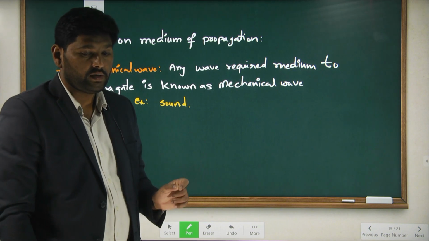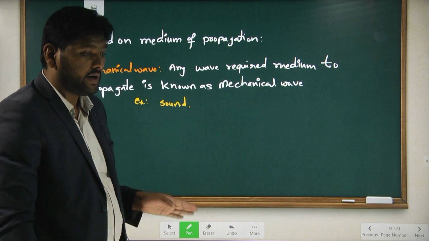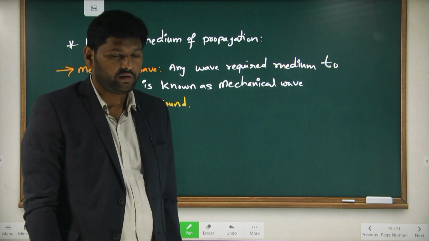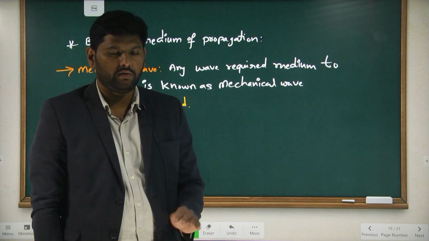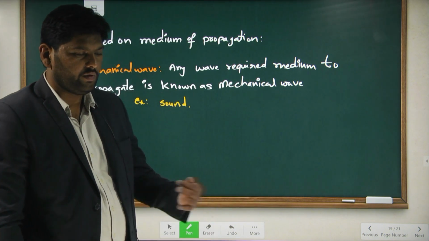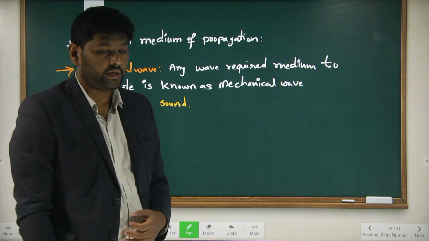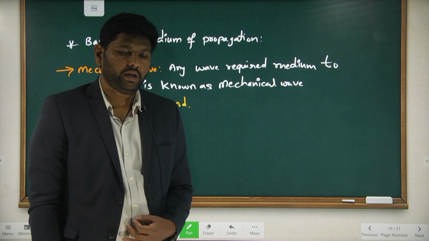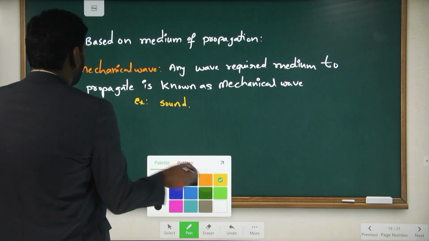Since that kind of wave also, what kind of wave? Mechanical wave. Even water wave also, what kind of wave? Mechanical wave. If the water is not present, will you get the water wave? The wave is producing? No, not producing. Since the water wave also, what kind of wave? Mechanical wave.